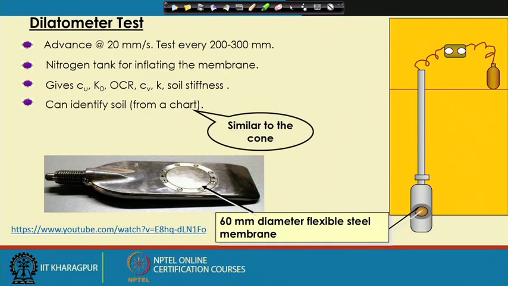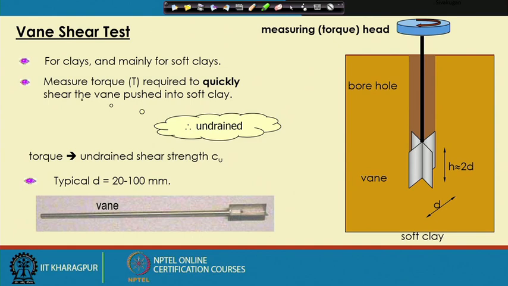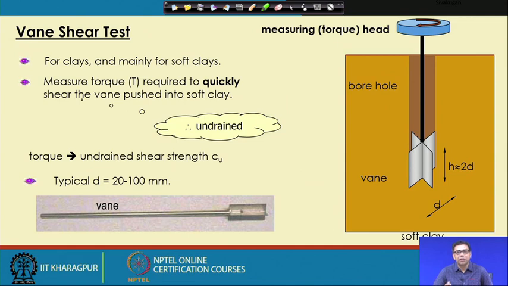Then the next one we discussed is the vane shear test, where the vane is inserted into the borehole and a torque is applied. This torque is measured, and the vane height and diameter are measured, and with the help of these measurements we determine the undrained cohesion of the soil. It is suitable for soft clay.